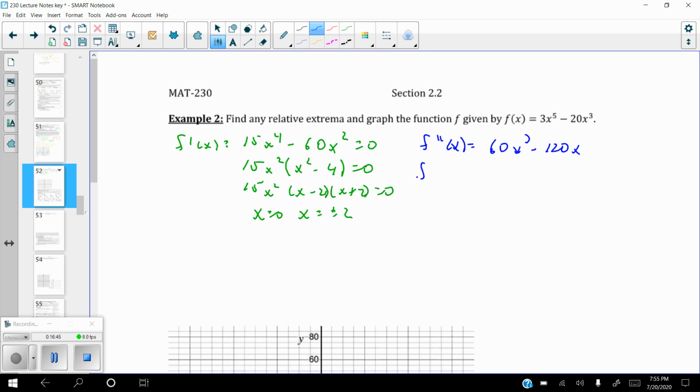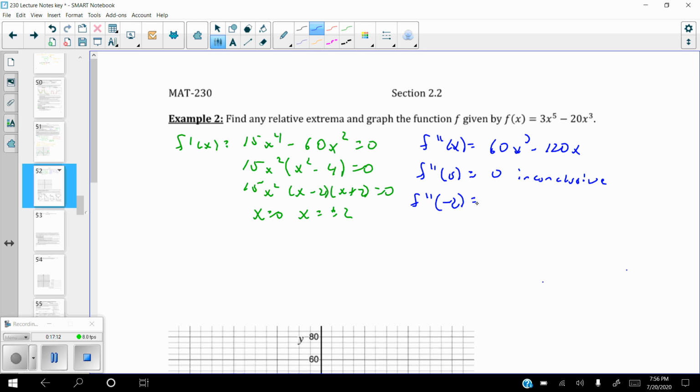So we're going to do f double prime of 0. Well, plugging 0 into both of those just gives me 0. Okay, that's actually inconclusive. Inconclusive. Does not tell me whether we have a max or min. So we can figure out whether 0 has a max or min by going back to the first derivative test, which we will do eventually.